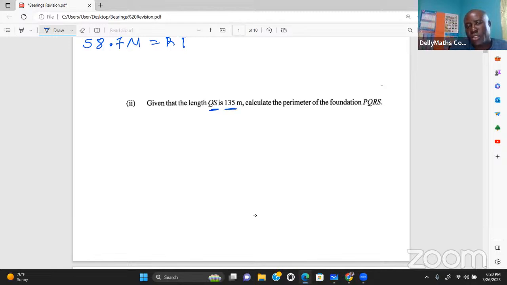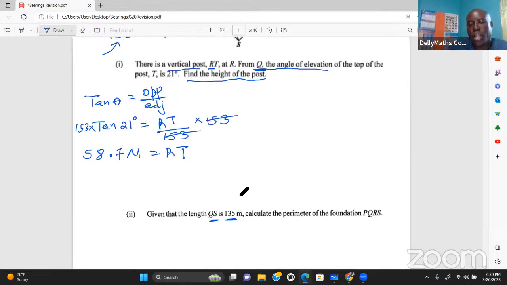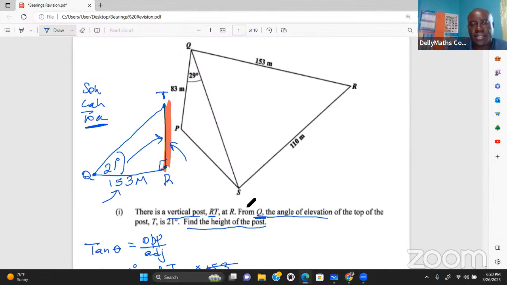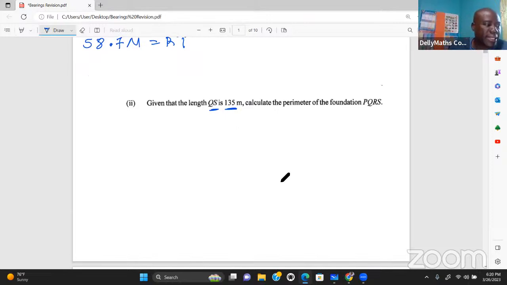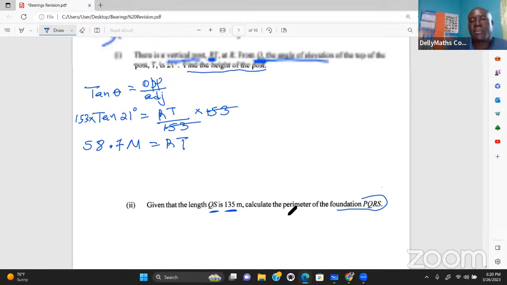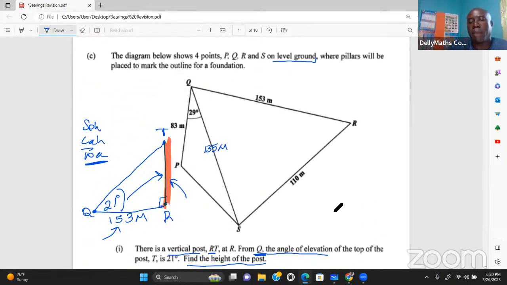QS is 135, I'm going to put this on now. QS is 135 from Q to S. So I am going to be putting 135 on that. So we were given that measurement right now, right? So given that QS is 135, they say calculate the perimeter of the foundation PQRS. I need to find the perimeter, the distance along the boundary.